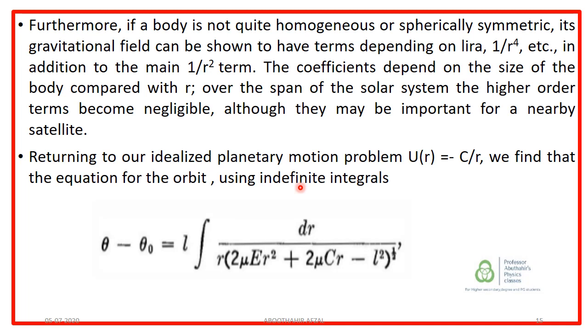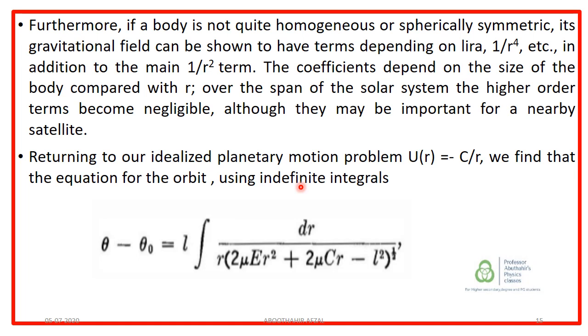If a body is not homogeneous or not spherically symmetric, its gravitational field can be shown to have extra terms other than the 1 by r square term, like 1 by r raised to 4, and the coefficients depend on the size of the body compared to r. Over the span of the solar system, the higher order terms become negligible, although they may be important for a nearby satellite. Since we are neglecting the nearby satellite's interaction, the terms up to 1 by r raised to 4 are the only important ones.